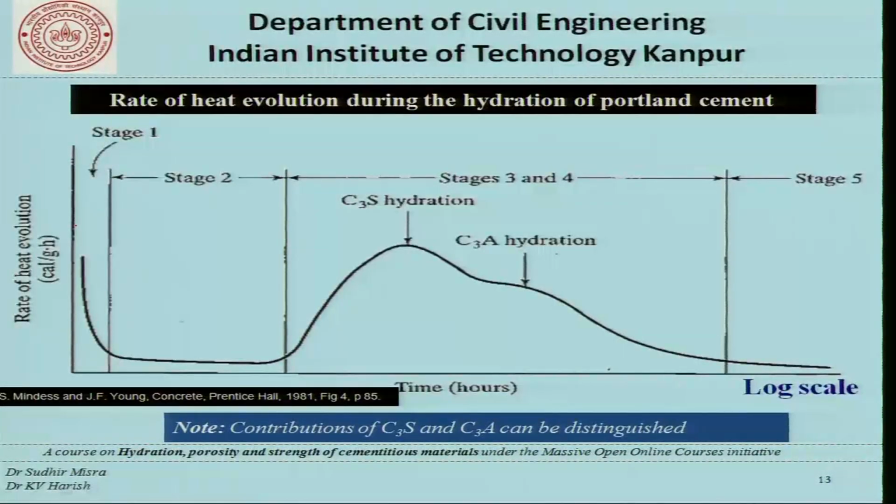This one here is another schematic representation relating the heat evolution to the hydration process. So this is stage 1, 2, 3, 4 and 5, where time on the log scale is plotted versus the rate of heat evolution, and we have the burst here, a dormant period here. This is where the C3S hydration is taking place, the C3A hydration is taking place and so on.